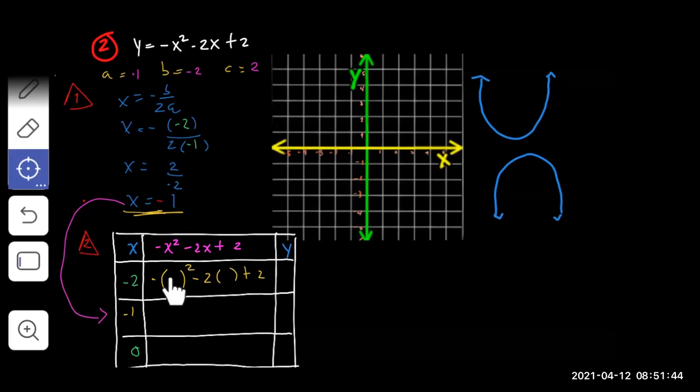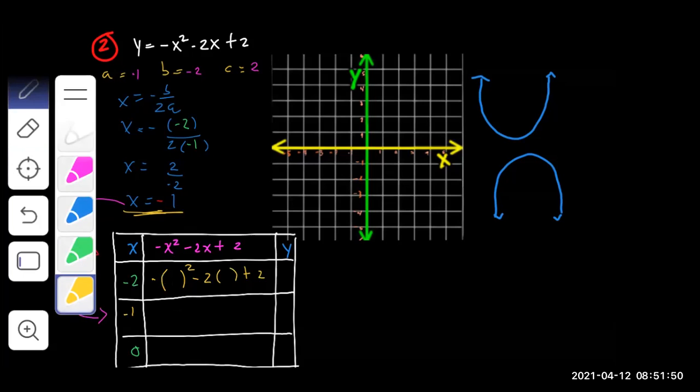Okay, let's substitute. What is the value for x in this case? What is x equal to? -2. Okay, let's substitute -2 here, -2 here. You can use a calculator, guys. I highly recommend it because we're going to get fractions. Positive 5, you said. Okay, let's verify that.